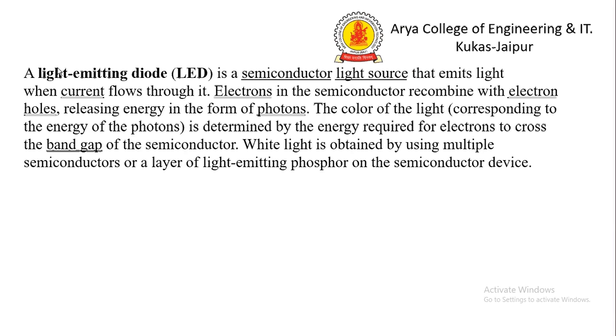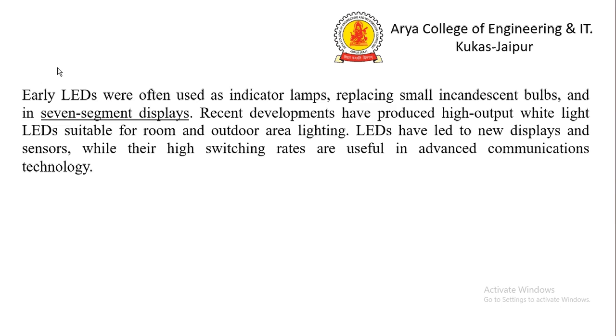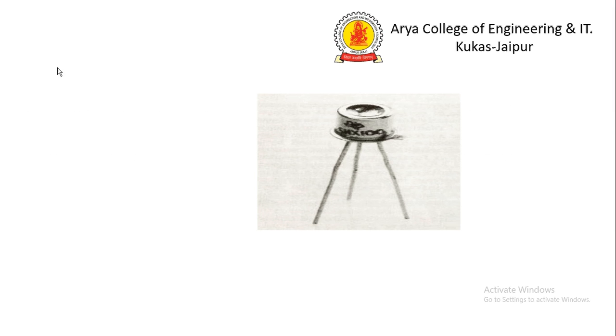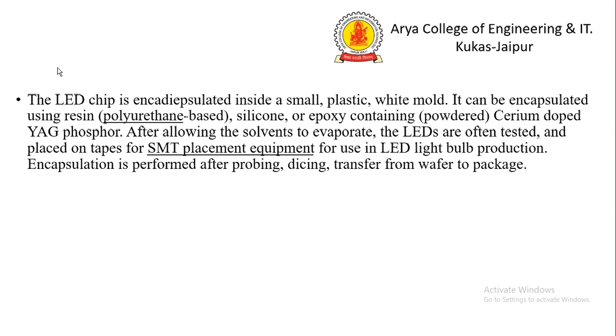So basically, a light emitting diode is a semiconductor light source that emits light when current flows through it. In this slide, the diagram of the LED, then the next diagram, and then the LED chip, what is an LED chip, and how to test an LED. In this slide I have discussed these.